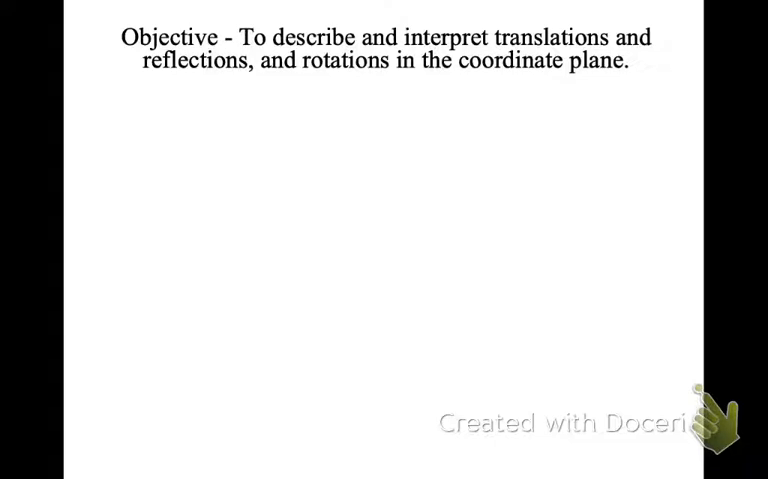Welcome home, students. Today we are going to be reviewing translations, reflections, and rotations on the coordinate plane. It's a very picturesque kind of math lesson. We're going to be looking at a lot of artwork and trying to figure out what kinds of movements we're talking about. When we talk about translations, reflections, and rotations, these are different kinds of movement on the coordinate plane. We call them rigid motion.